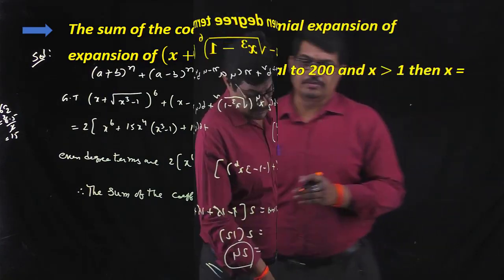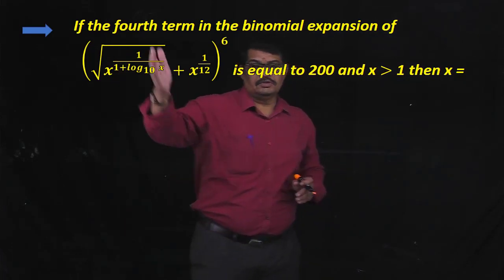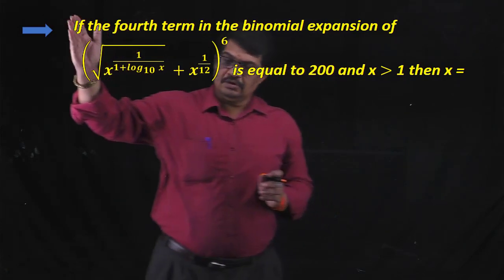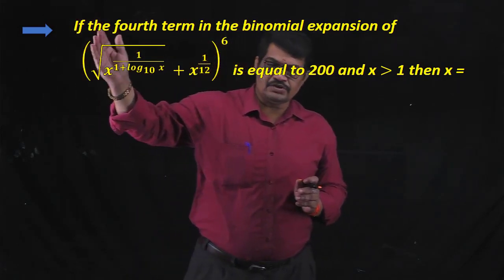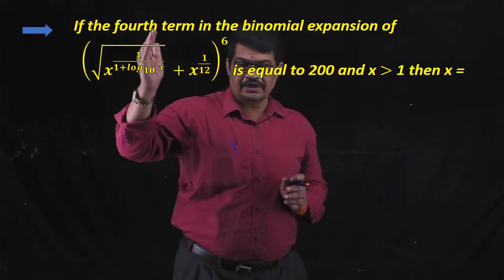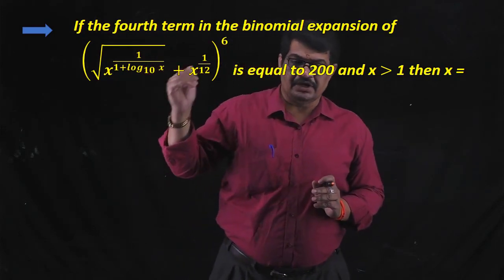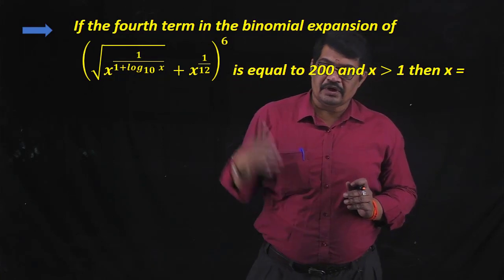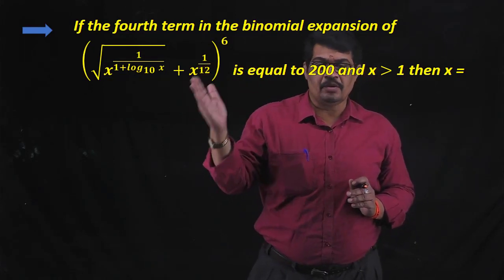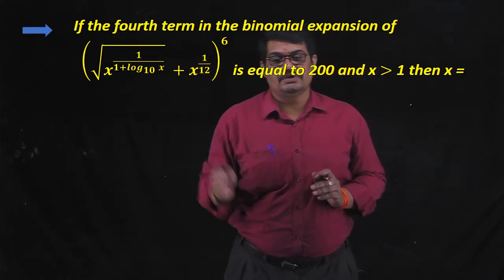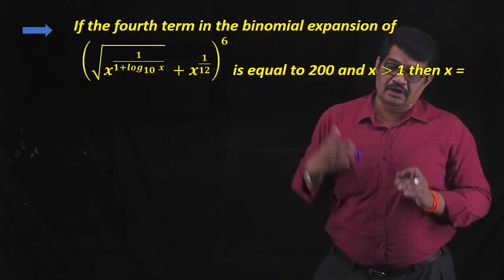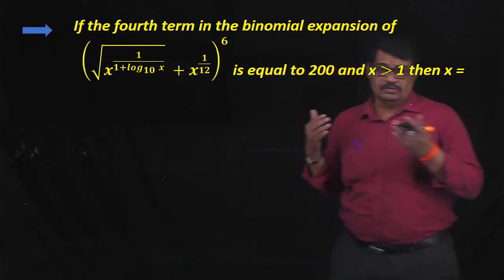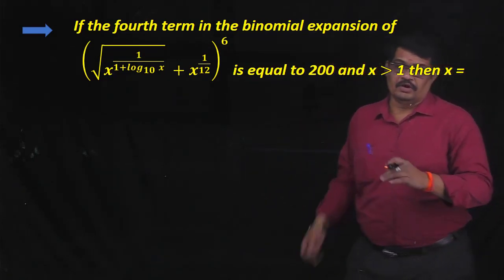Okay, problem. If the fourth term in the binomial expansion of (√x^(1/(1+log₁₀x)) + x^(1/12))^6 is equal to 200, and x is greater than 1, then what is the value of x? Now in this problem we have to find the value of x.